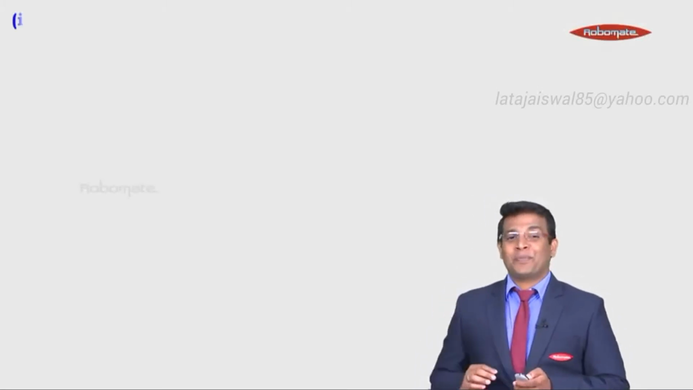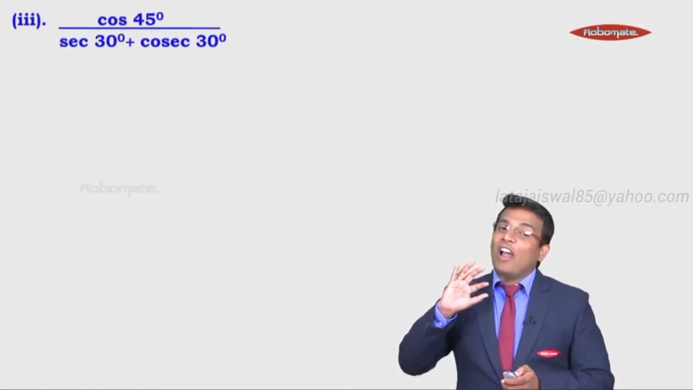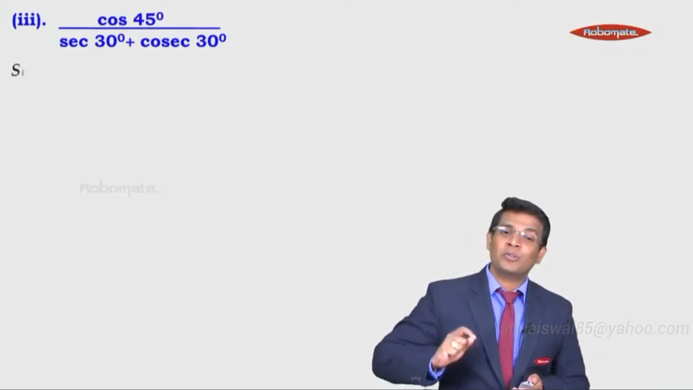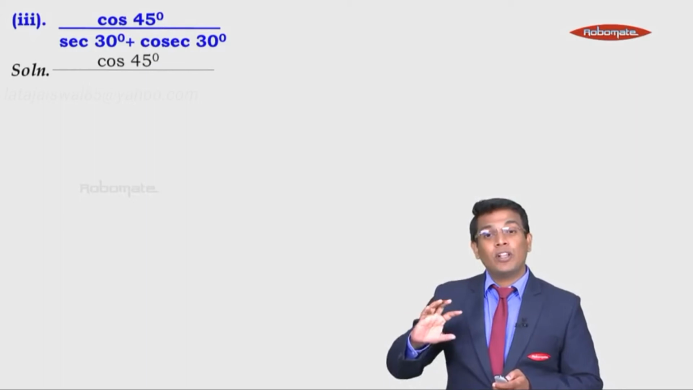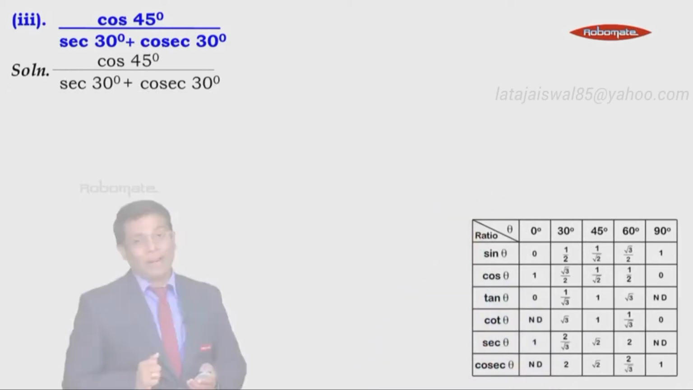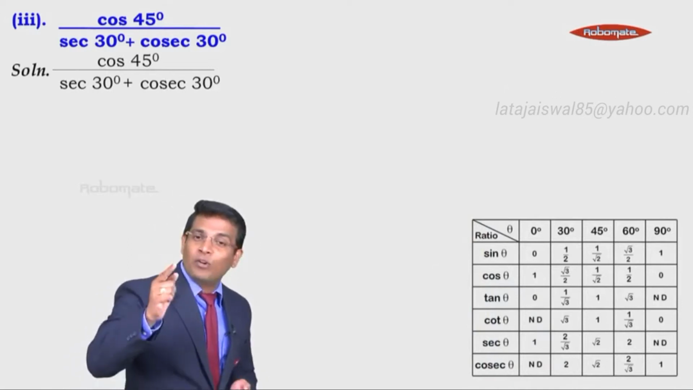Let's do a very interesting sum. The sum says we have to find the value of this given expression, that is cos 45 degree upon sec 30 degree plus cosec 30 degree. So first, for getting all these values, we require the trigonometric table. So let's get the trigonometric table, and from this table we'll find all the values which we want.